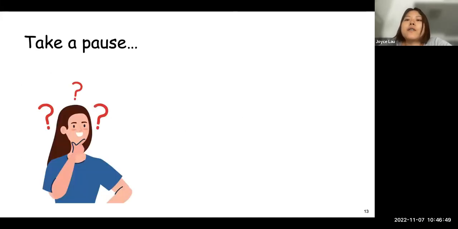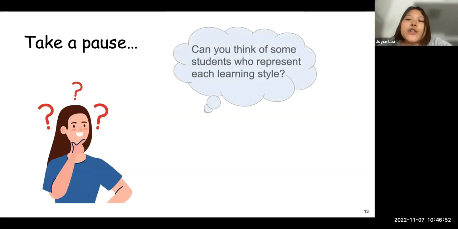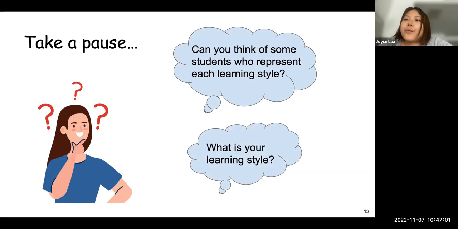Now, let's take a pause. Can you think of any students of yours who present with each of these learning styles? And what about you? What kind of learner are you?